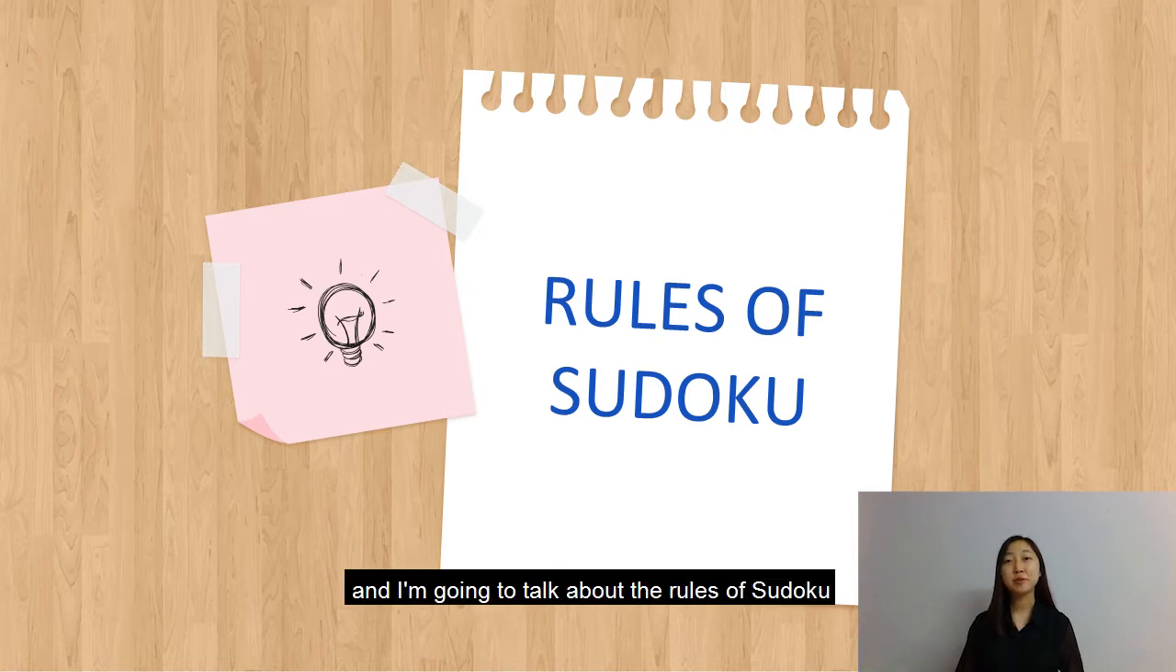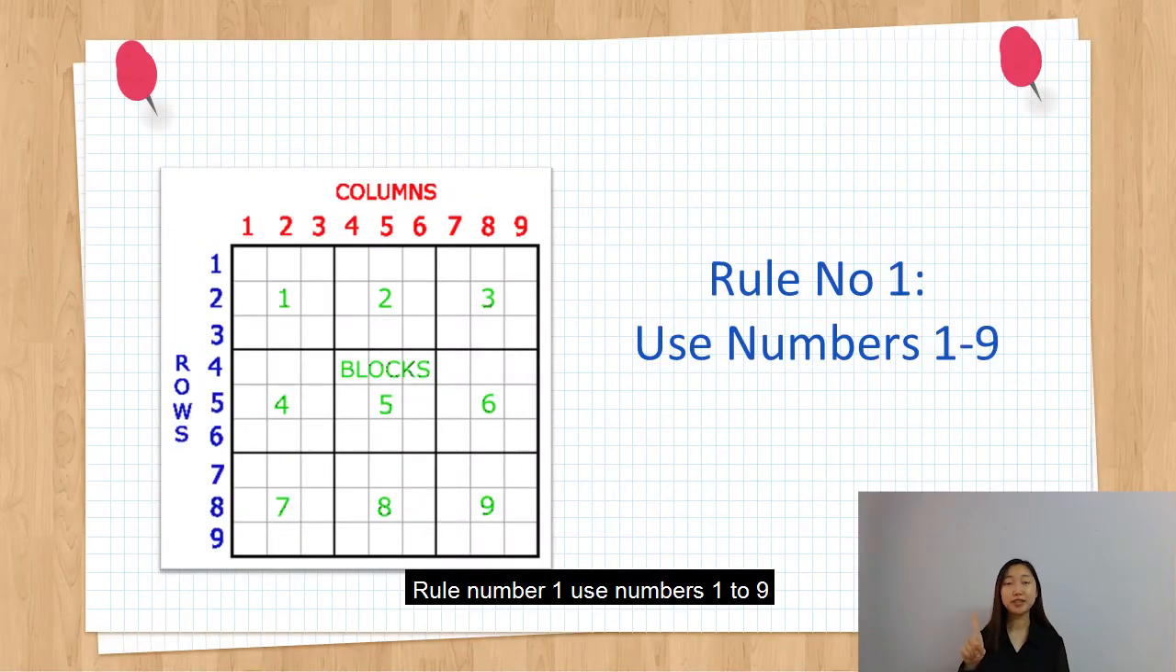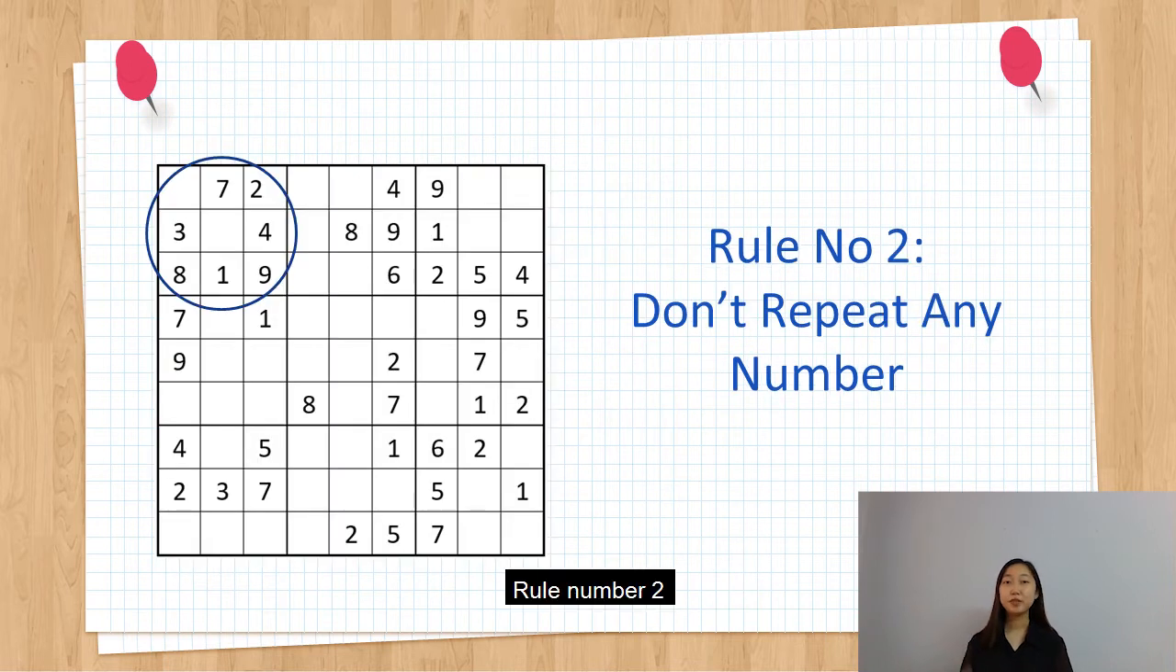I'm Leanne and I'm going to talk about the rules of Sudoku. Rule number 1. Use number 1 to 9. Sudoku is played on a 9x9 grid. Each row, column, and block need to be filled with numbers 1 to 9 without repeating any number within the row, column, or block. Rule number 2.